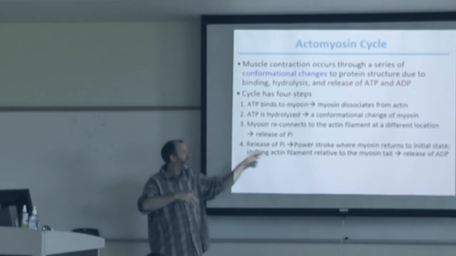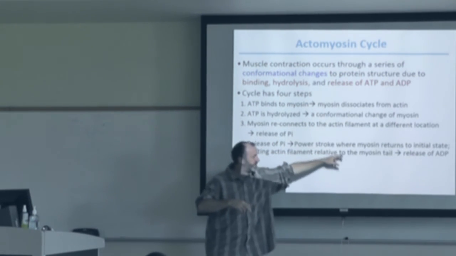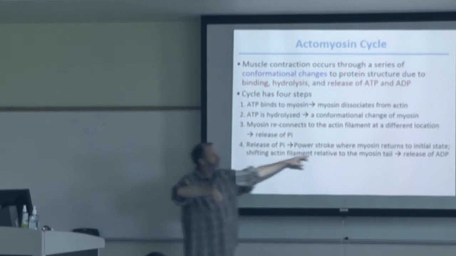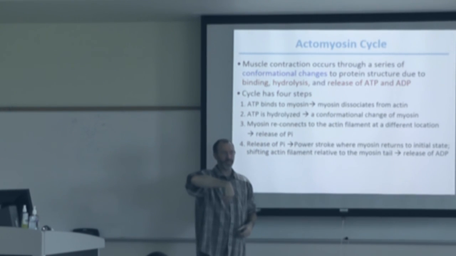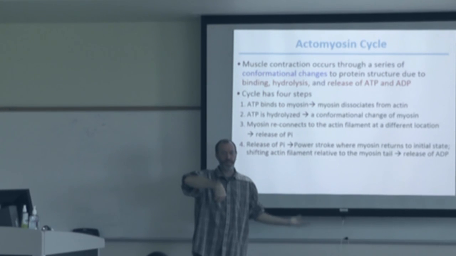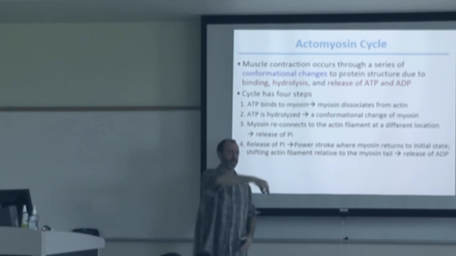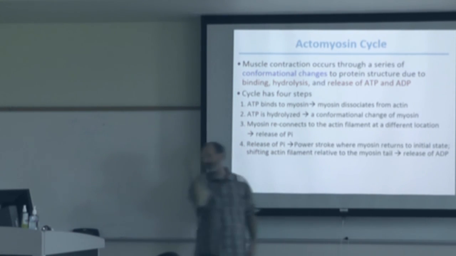You get the release of the phosphate. Release of the phosphate is known as the power stroke, where the myosin returns to its initial shape, shifting the actin filament relative to the myosin tail, and then it releases the ADP. It's then available to bind another ATP and release from the actin. It burns that ATP to ADP and phosphate, binds again, and when you release the phosphate, it shifts the head again, releases the ADP, and another ATP comes in.